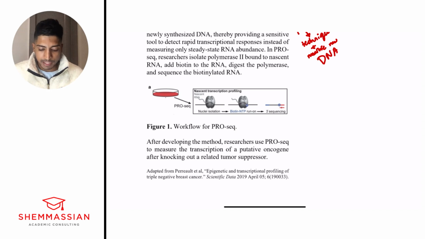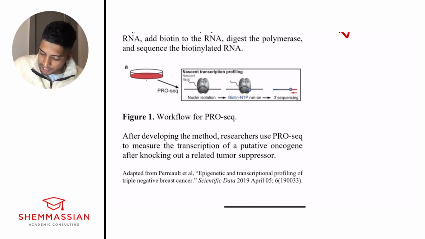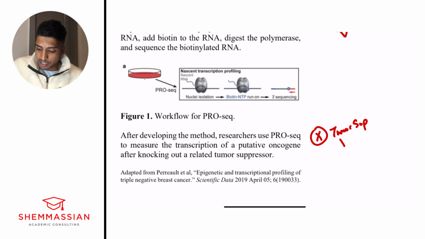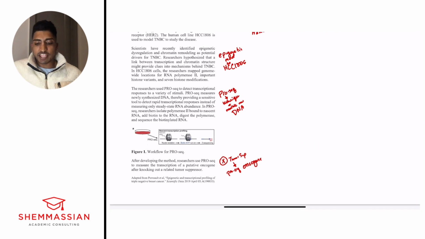Final paragraph. After developing the method, researchers used pro-seq to measure the transcription of a putative oncogene after knocking out a related tumor suppressor. Okay, again, what's happening? And here, all I'm saying is X tumor suppressor, right? And then pro-seq, oncogene. Okay, perfect, right? And with that, we've done it.